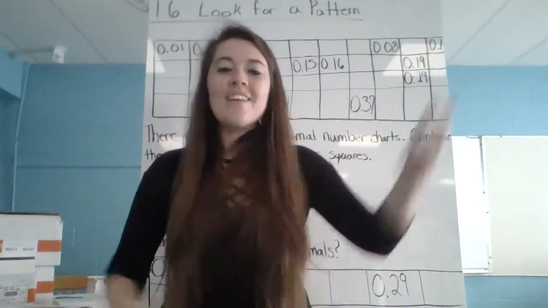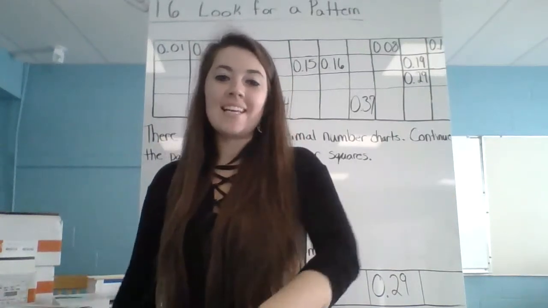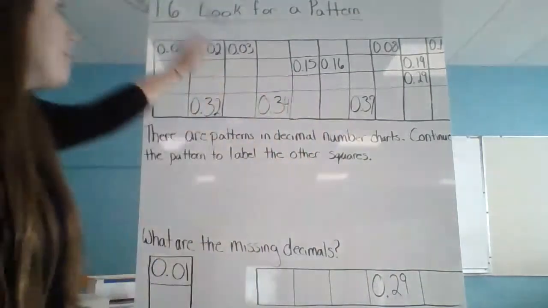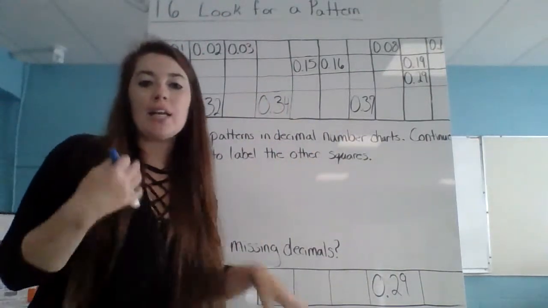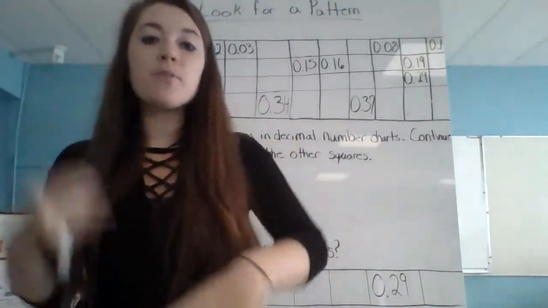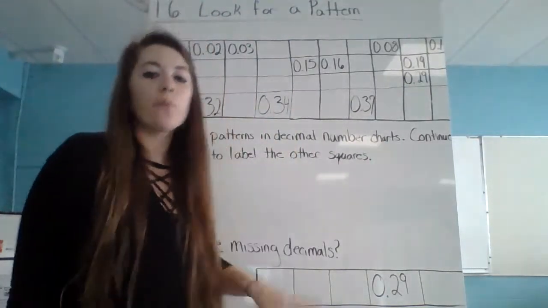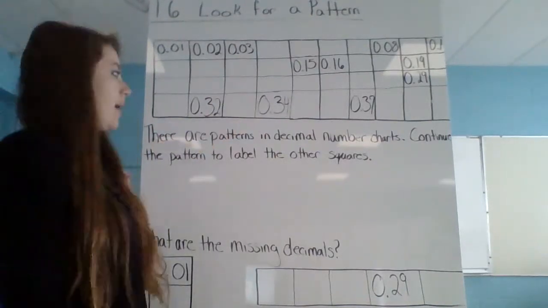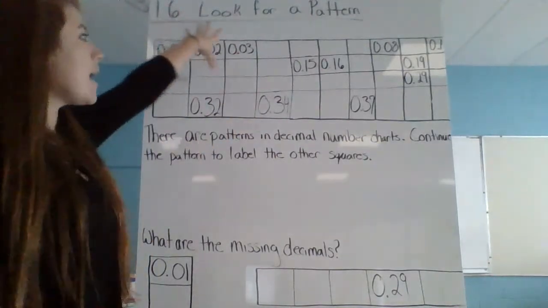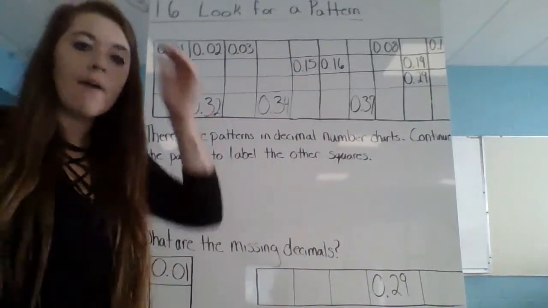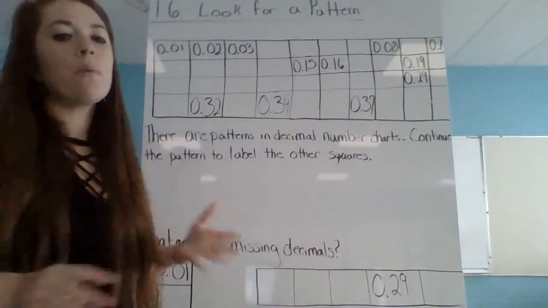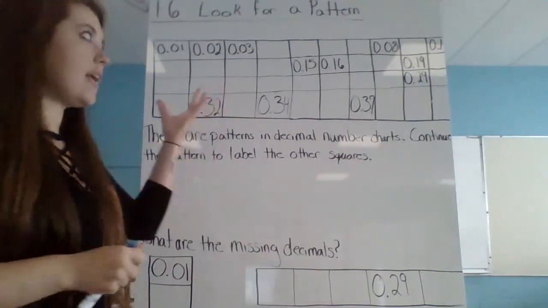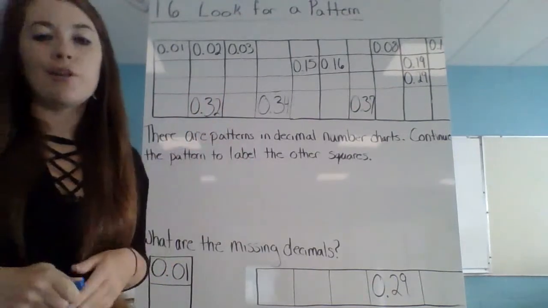Guys, welcome back. So what we are looking at today is lesson 1.6, look for a pattern. So we're going to be looking at patterns and dealing with decimals while we're looking at these patterns. So what we have here, I know it might look really confusing, hopefully you guys can see it okay, is a decimal chart. So we have all these decimals written out, and what we want to do is determine what the pattern is within here and then finish writing out those squares.